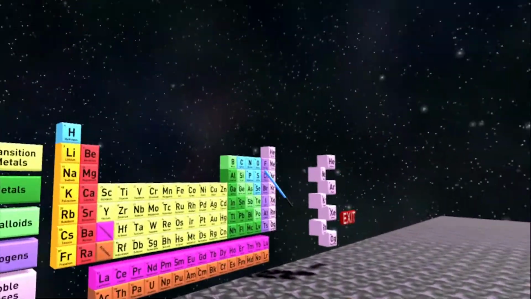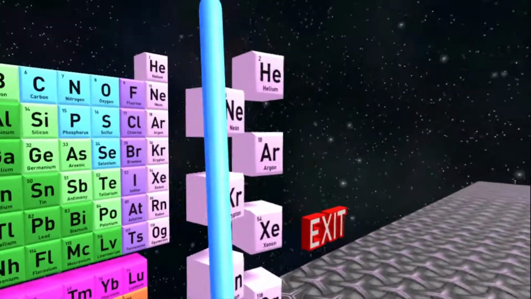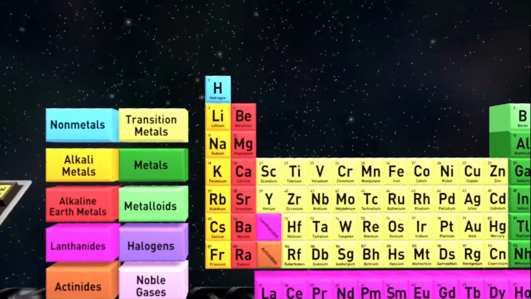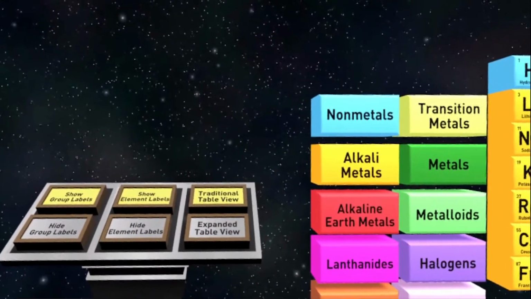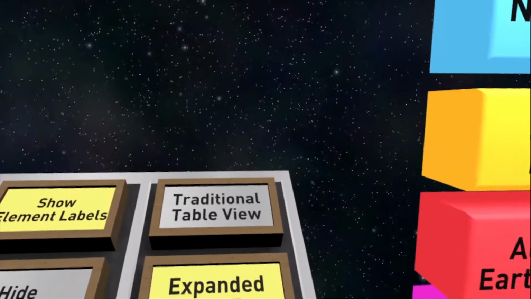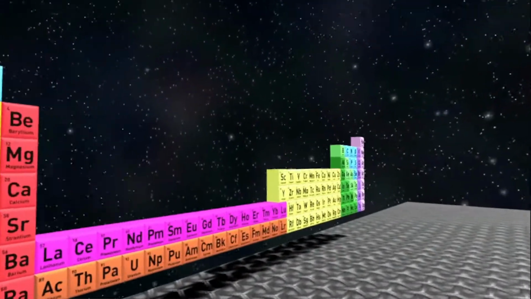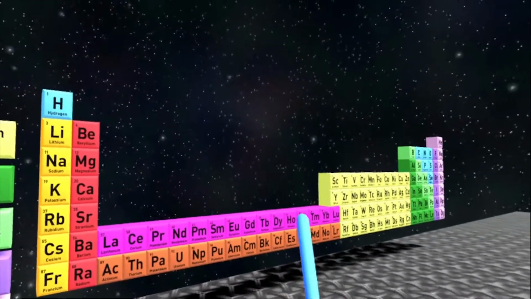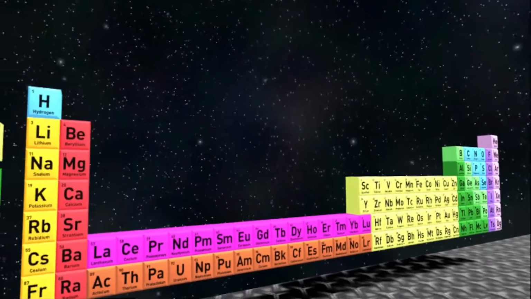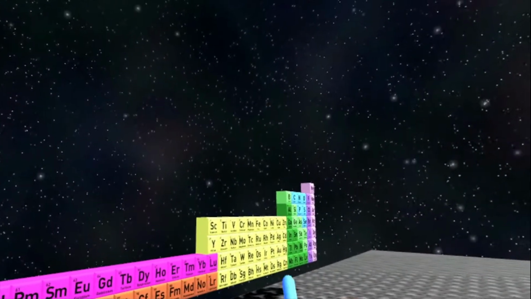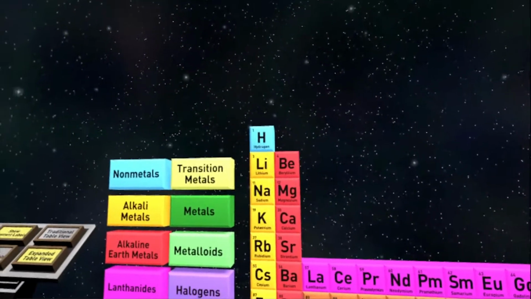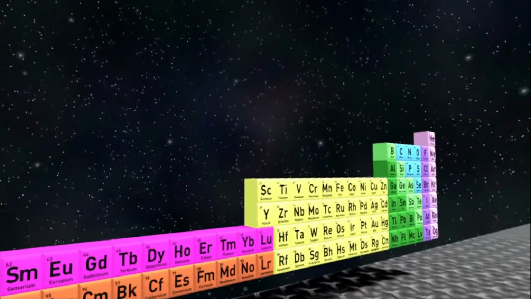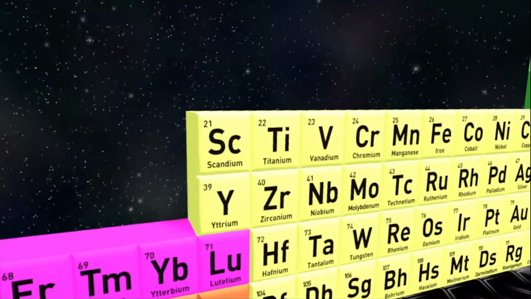A couple more things that I'll show you here. Let me go ahead and close this. There we go. Over at our control panel, we have a few options here. If we hit expanded table view, that'll actually show us a slightly different view of our periodic table. It puts the lanthanides and actinides up here, kind of next to the transition metals and next to the alkaline earth metals. And this is just another way of viewing the table. It might help make things a little bit clearer with some of the numbers here.